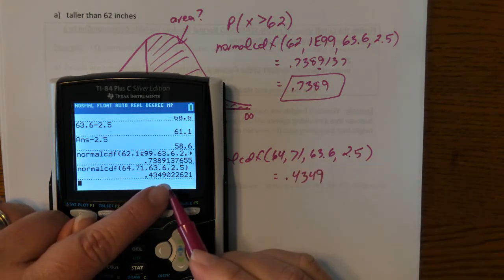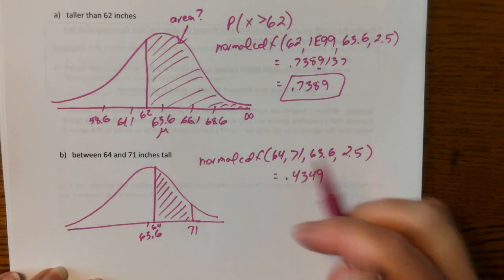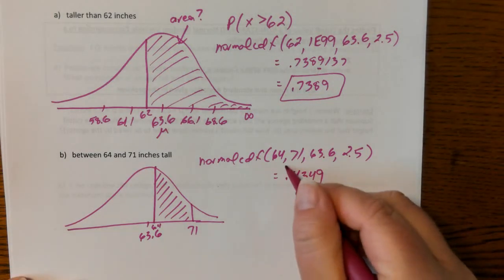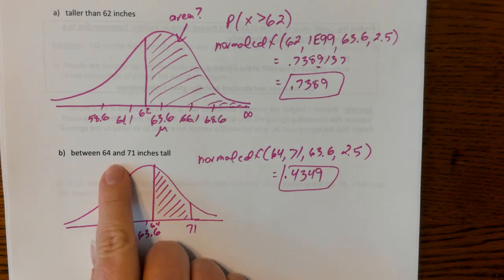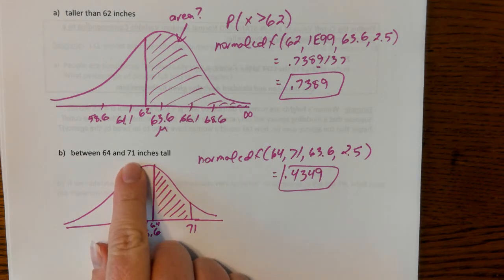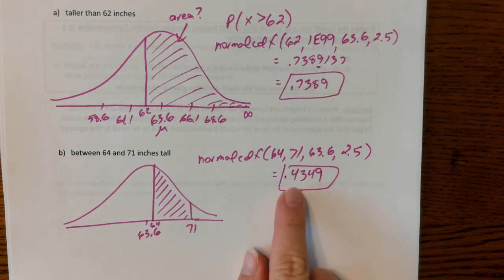0.4349. The 9 will not round up because the number after it was not 5 or higher. So this is the probability that a randomly selected woman will be between 64 and 71 inches tall. It's also the proportion of all women who are between 64 and 71 inches tall.